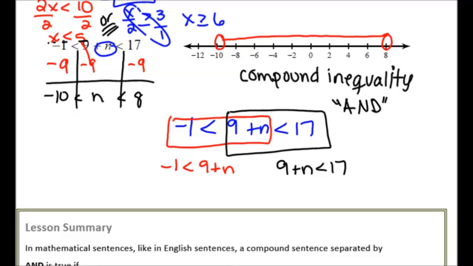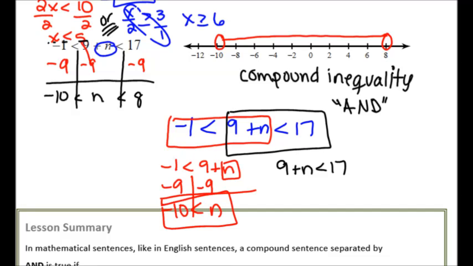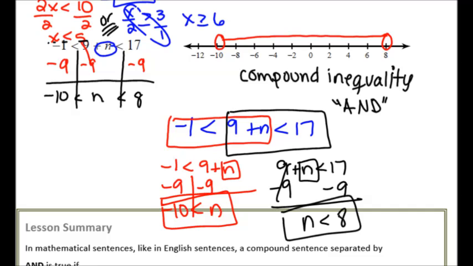All right, so again, we want that n by itself. We're going to subtract 9 from both sides. We have -10 is less than n. And then over here, we want n by itself. I'm going to subtract 9 from both sides. And I get n is less than 8. So I have the same thing that Miss Barley has up here, but I have it written as two different inequalities.